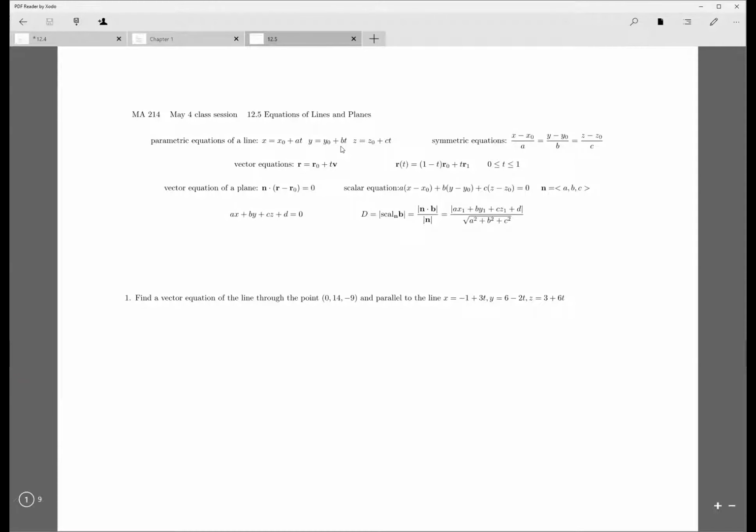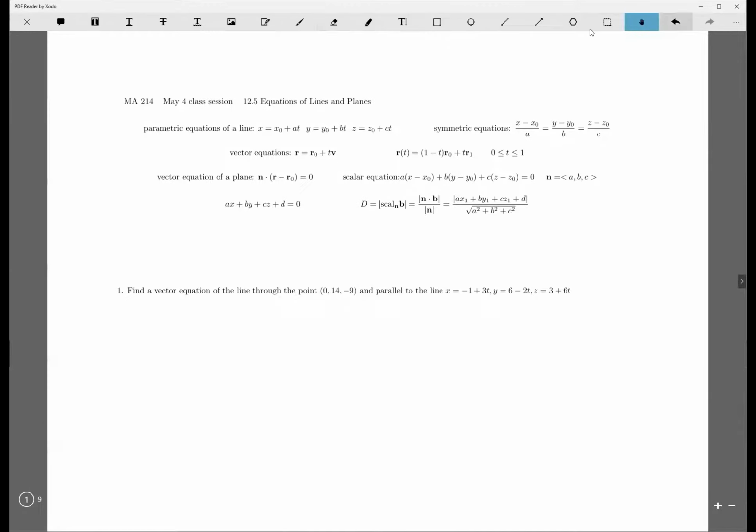And let's see here. So we're looking at equations of lines and planes in 3 space. And there is the parametric equation of a line, which is this. And for this one, you need just a point and a direction vector. And so let me show you how that works with the first problem. So this first problem uses this top one.